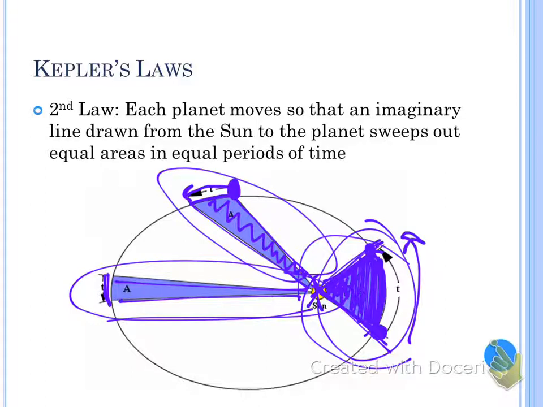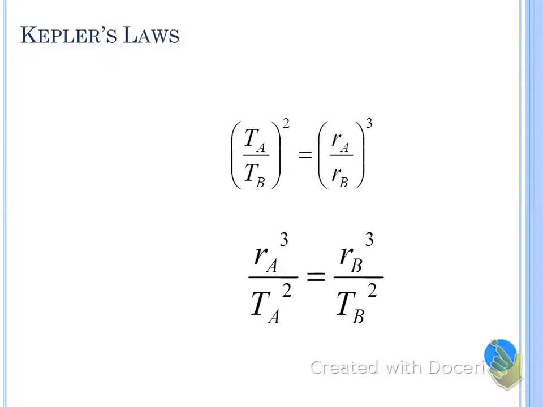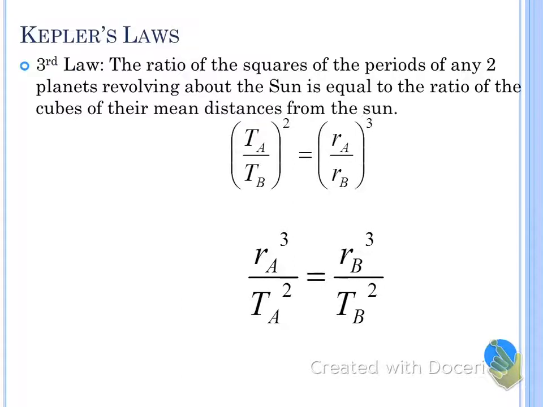Okay, and I'll show you the real equation for that. So his third law gives us the actual equation for the relationship here. His third law is: the ratio of the squares of the periods of any two planets revolving around the sun is equal to the ratio of the cubes of their distances from the sun. That's really wordy. You can just write down the equation for the third law. It's just spelling out the equation for you.